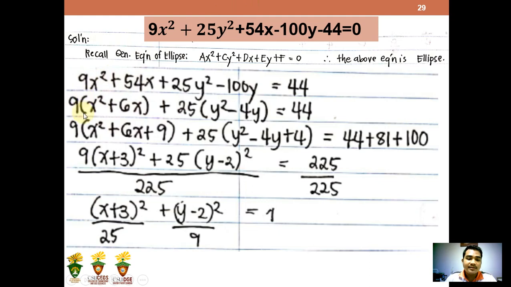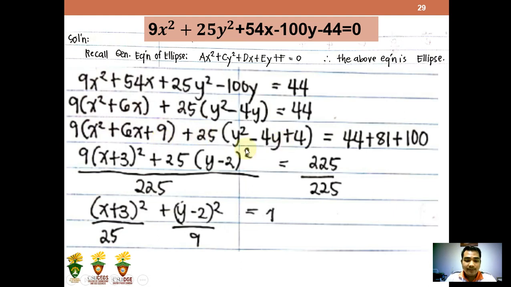9 times the x squared plus 6x, and for the y nga variable, since 25 og 100 is divisible by 25, so therefore, igawas si 25, and times y squared minus 4y is equals to 44. Next is, we need to have the value para mahimo siya og perfect square. So, si x squared plus 6x, gidugangan siya og 9, para mahimo siya og perfect square.